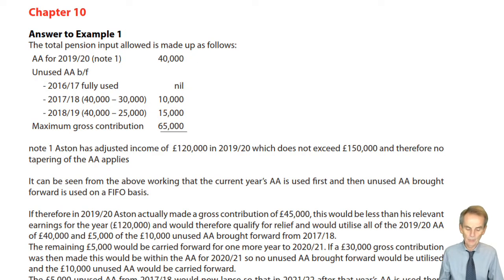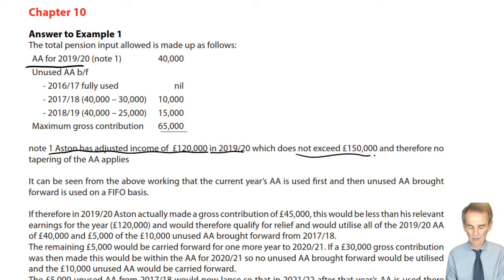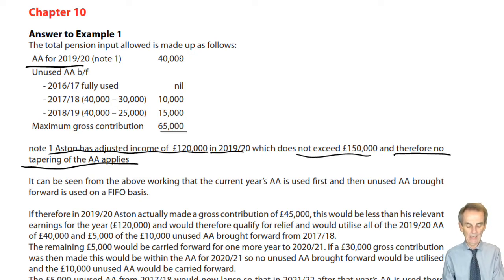Okay, well, hopefully no problems in establishing the maximum gross contribution in terms of total pension input that would be allowed for our taxpayer here for the 1920 tax year. What's that total pension input made up of? In terms of an annual allowance here, we use firstly that of 1920, our current tax year. Note, Aston has adjusted income of £120,000 in 1920. That does not exceed £150,000, and therefore no tapering of the AA applies. So the full £40,000 would be available for relief.